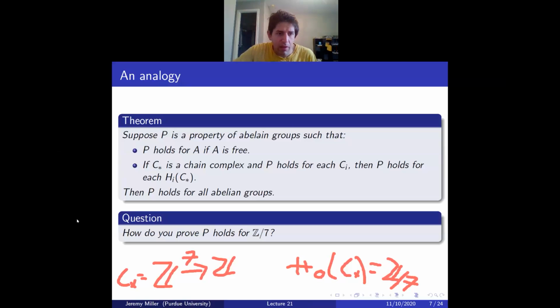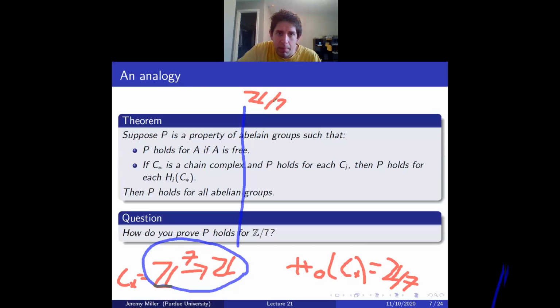So sort of philosophically, in this particular example, you should think of this chain complex as being equivalent to the chain complex Z mod 7. So you could say this is a chain complex, that's a chain complex. You can think of them as being equivalent.